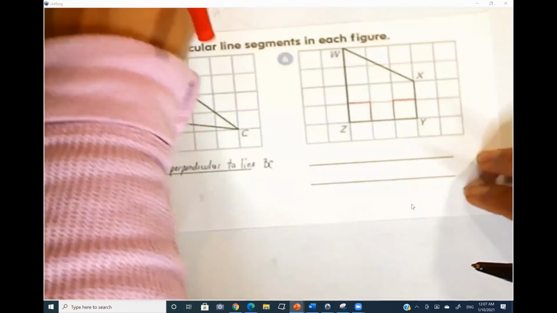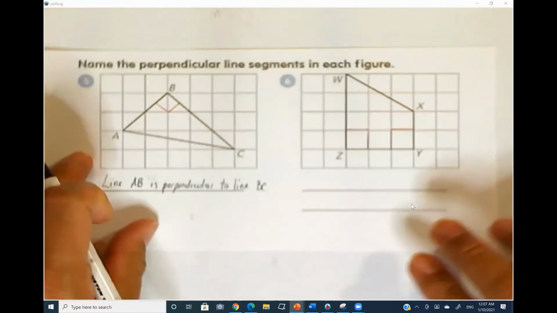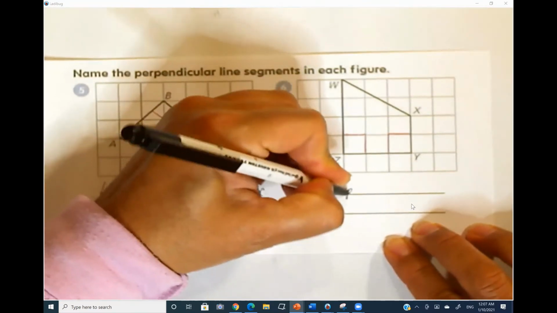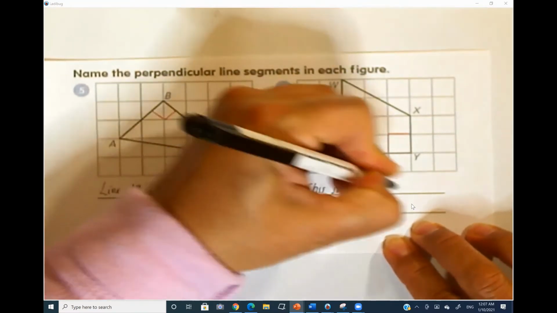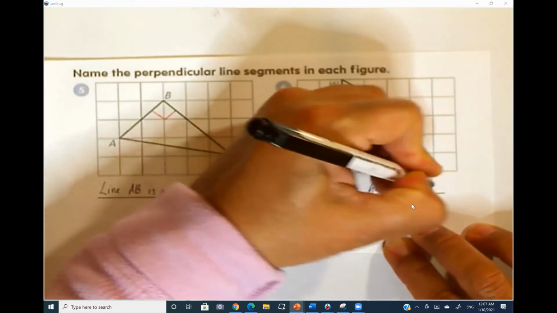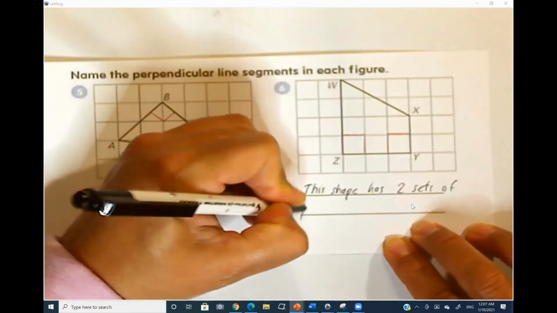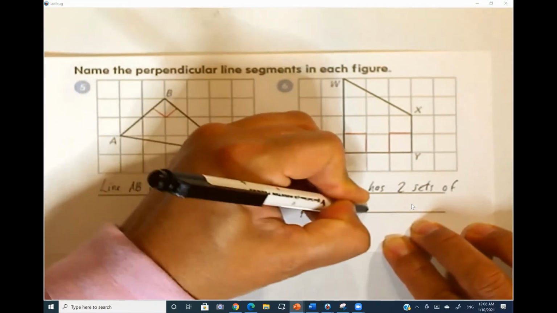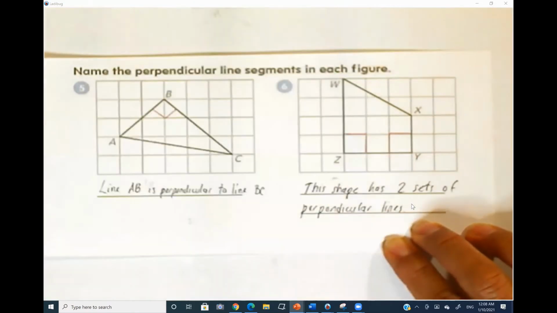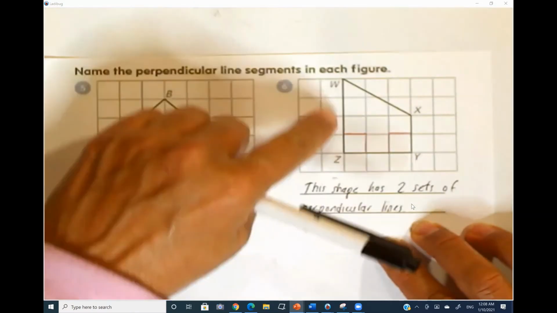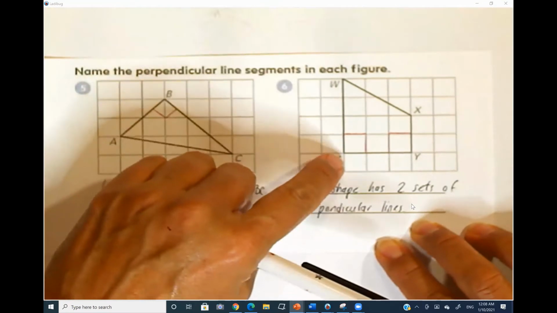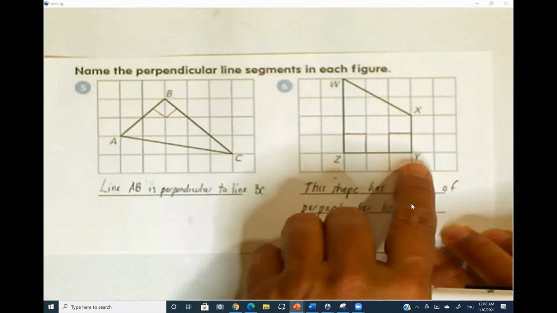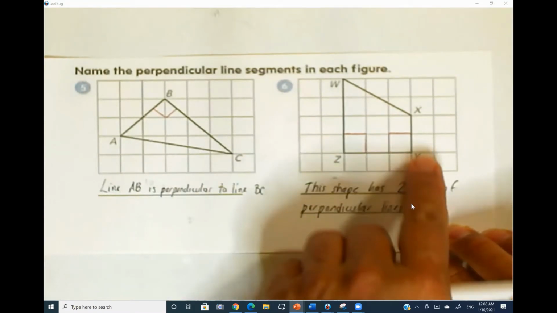So in this one, I can write a different sentence, like this shape has two sets of perpendicular lines. And I can explain which ones there are. ZW is perpendicular to ZY, or I can write that ZY is perpendicular to YX.